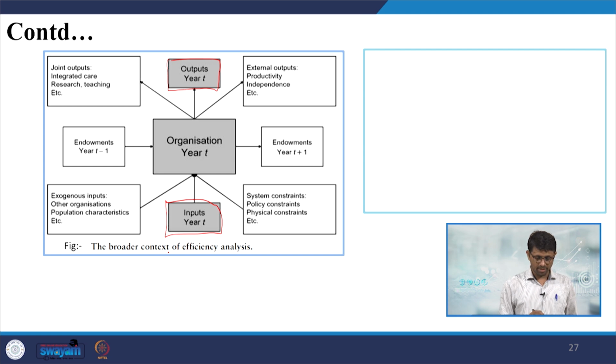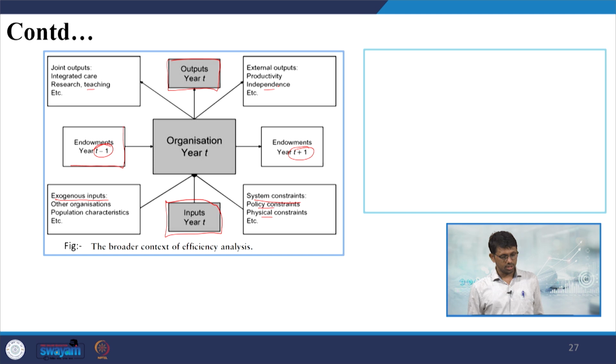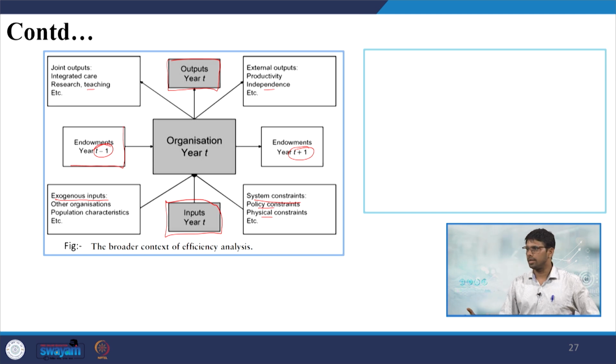However, there are so many factors we need to take into account, like the t minus 1 period to t plus 1 period, endowment, exogenous inputs. Some system constraints may be there, like policy constraints, physical constraints, etc. And there are joint outputs as well, such as integrated care, research, teaching, etc. And external outputs such as productivity, independence of the system should also be somewhere included in the analysis.